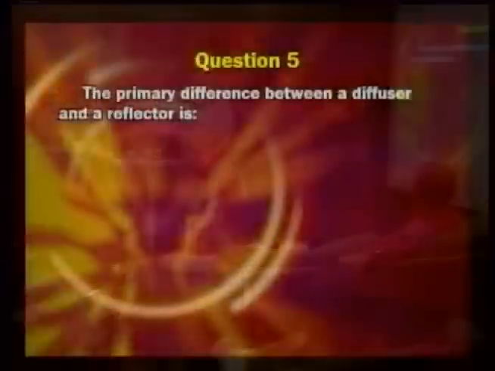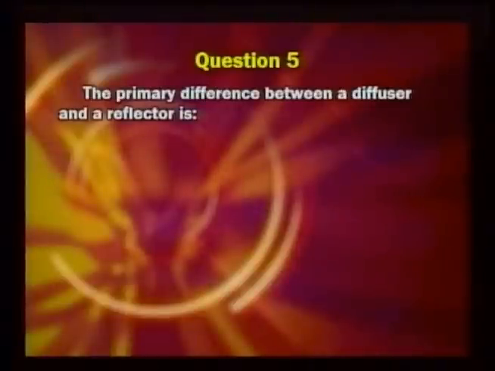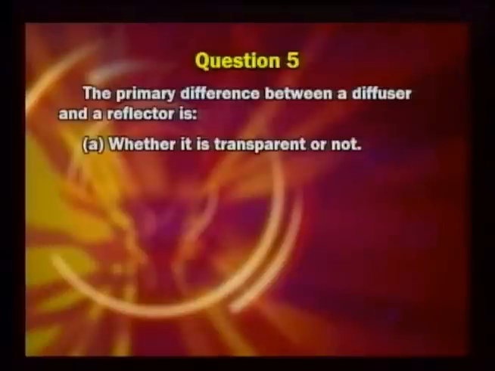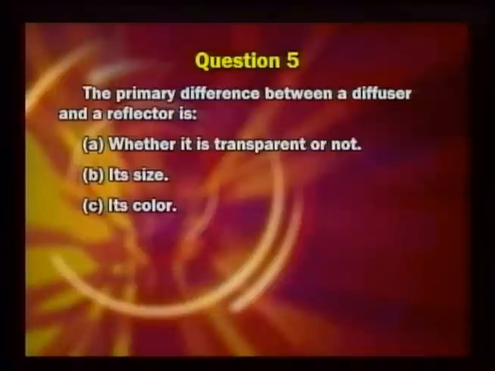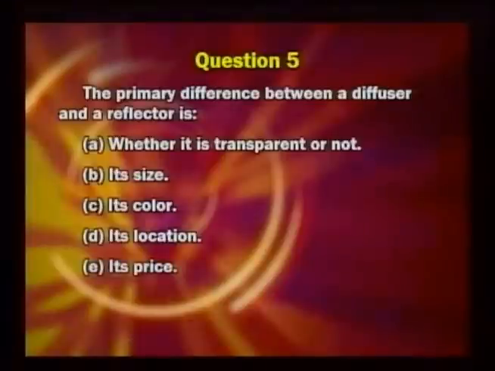Okay? All right. And question number 5. The primary difference between a diffuser and a reflector is A, whether it's transparent or not. B, its size. C, its color. D, its location. And E, its price. Okay, we're hearing an A. Any other answers? Well, the wall's not transparent.